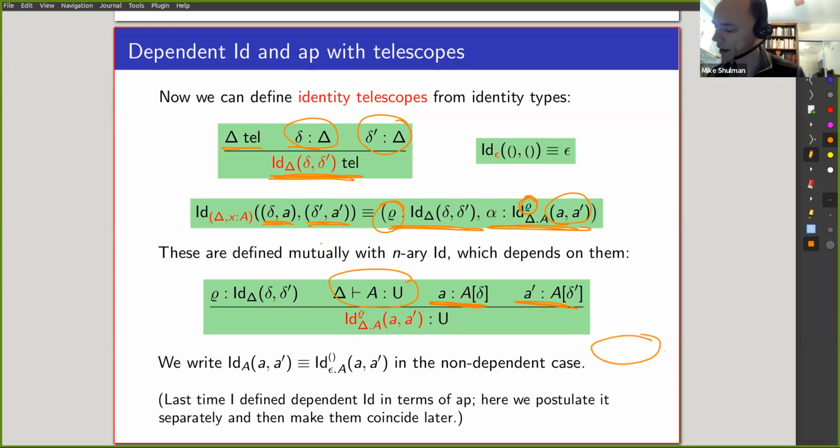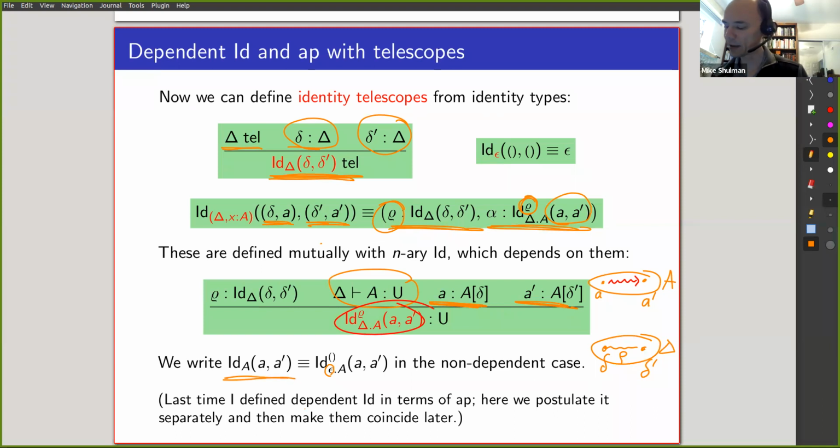You can think about delta as living down here, and then upstairs above it we have A, and then we have an identification between a delta and delta prime, which is this thing I'm calling rho. And if we have an A and an A prime that live in the fibers over delta and delta prime, then we can talk about the type of identifications living over rho. That's this dependent or heterogeneous identity type. And in the case of dependency on the trivial, empty telescope, we get the non-dependent identity type.